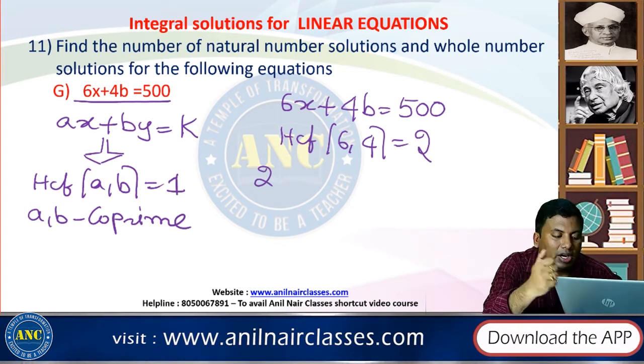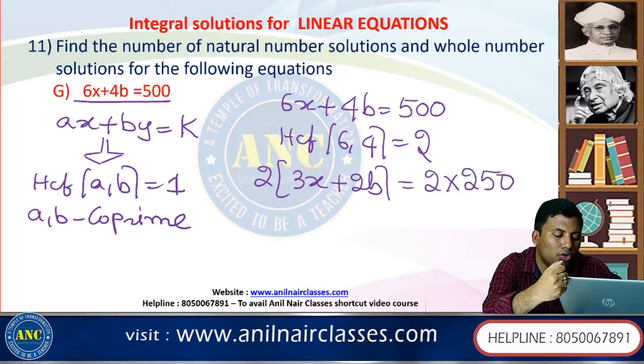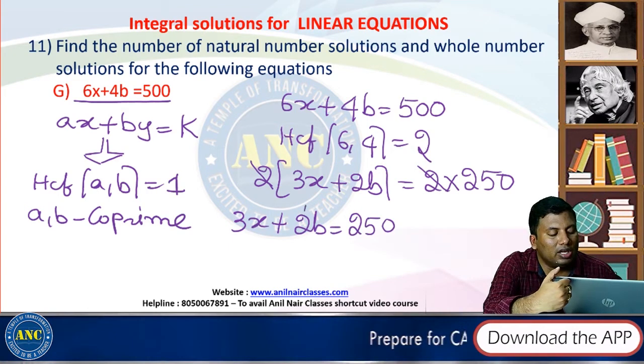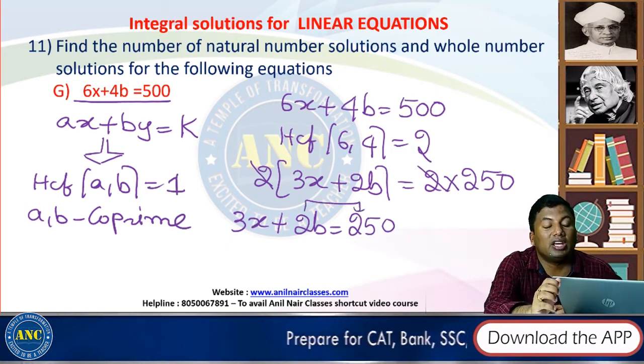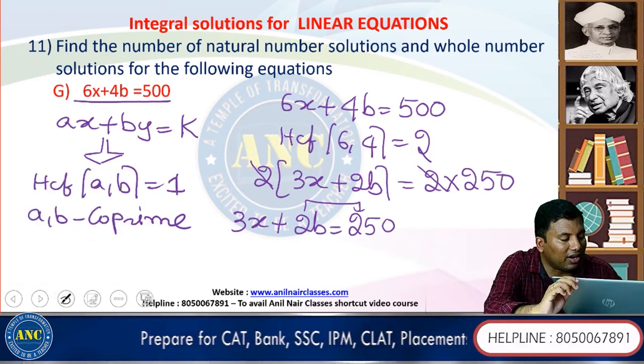So if I take 2 common, 2 into 3x plus 2y is nothing but 2 into 250. 2 cancels. 3x plus 2y is nothing but 250. 2 is a factor of 250. 3 is not a factor of 250. So one of them is a factor of the right hand side.